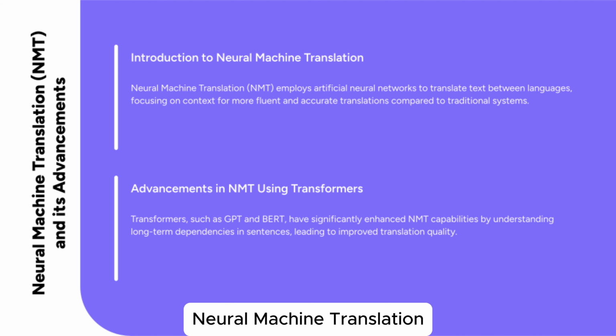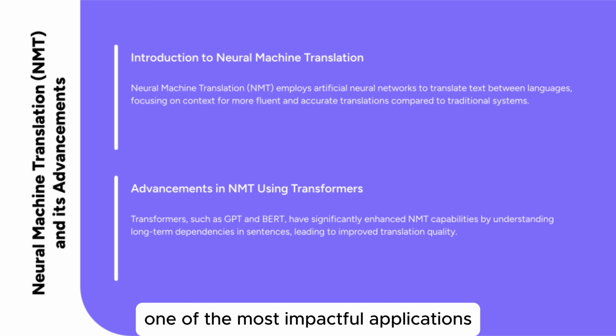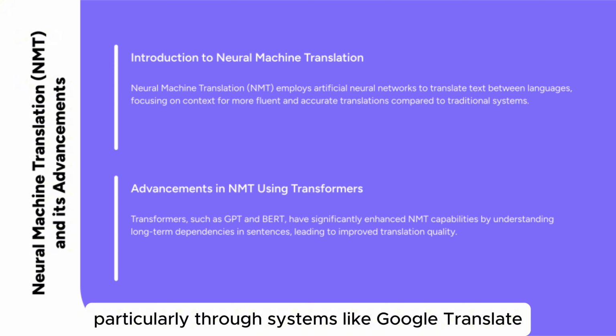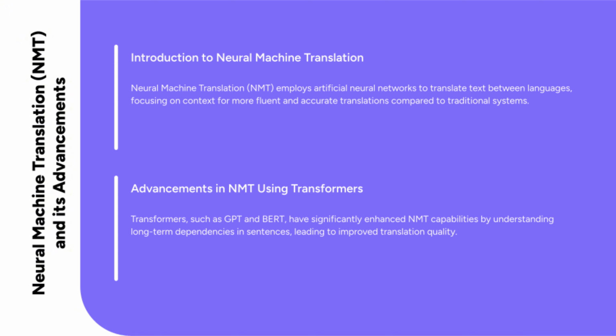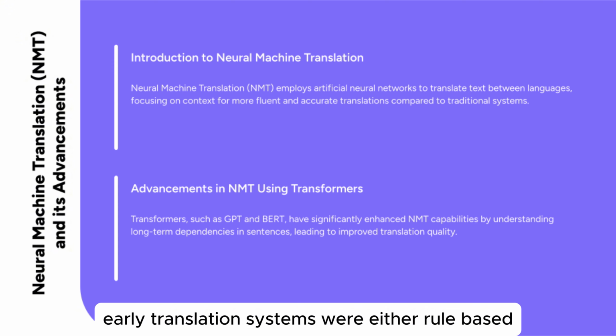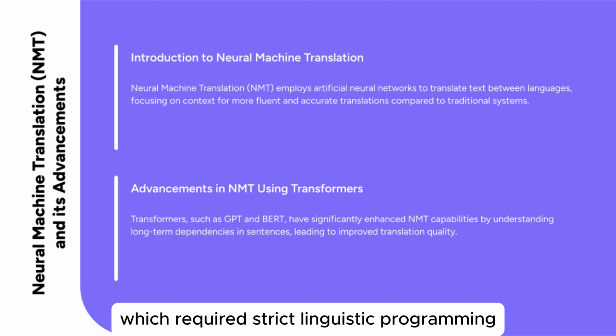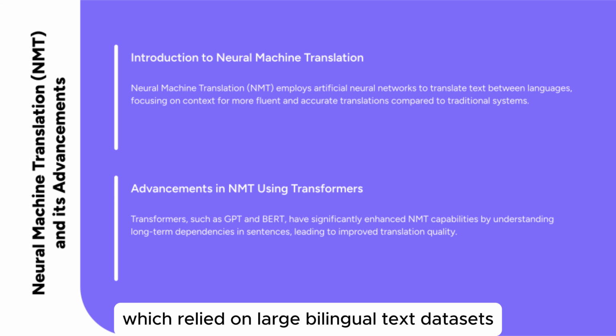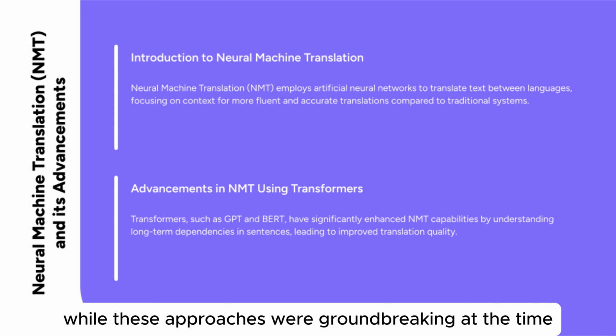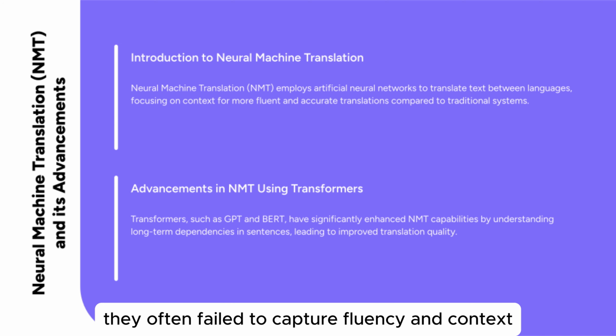Neural machine translation (NMT) and its advancements. One of the most impactful applications of NLP is translation, particularly through systems like Google Translate. Early translation systems were either rule-based, which required strict linguistic programming, or statistical, which relied on large bilingual text datasets. While these approaches were groundbreaking at the time, they often failed to capture fluency and context.